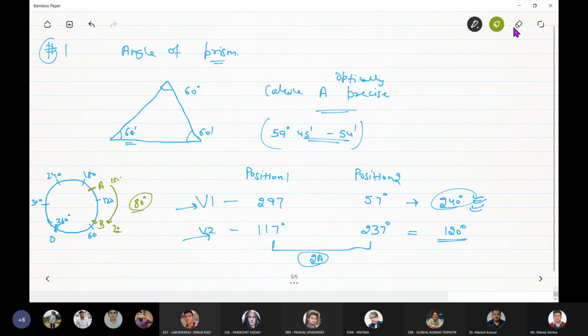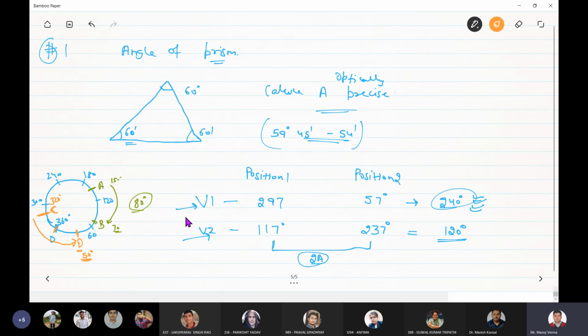But if you cross this 360 division, suppose a position C is here and a position D is here, then the observation values, let's say, are 320 and 50 degree. The telescope has moved this much only. Then mathematically, if you subtract this 50 from 320, it will give you 270 degree. But that is not true. This telescope has not moved 270 degree.